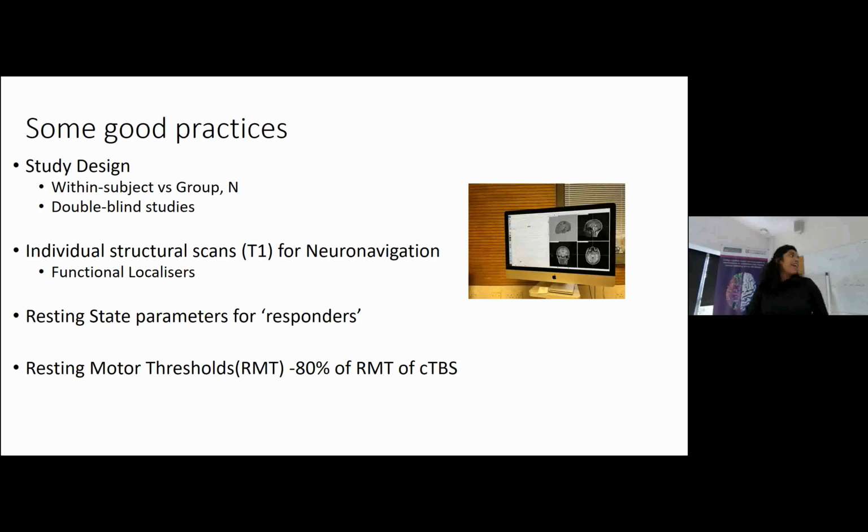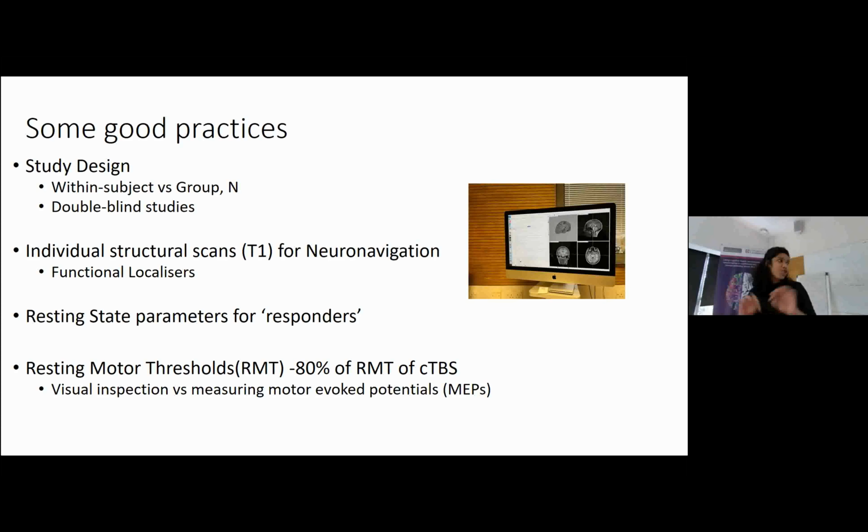And again, at what intensity should the stimulation be administered? I think more or less now people accept that 80% of the resting motor threshold is a good intensity value. You can have different ways of measuring the resting motor threshold. One is via visual inspection, which is what we saw in Marius's video as well, where we saw the thumb movement. But you can also measure it by using electrodes and looking at the motor evoked potentials. If one decides to do that, then that could also be used as a proxy for elucidating responders.